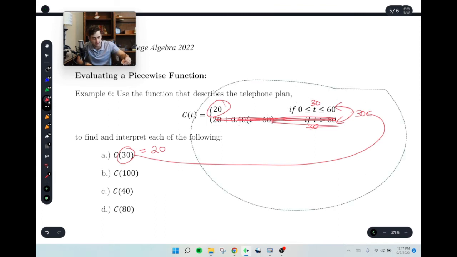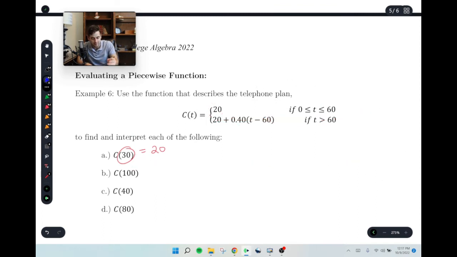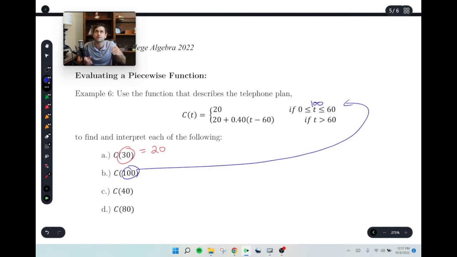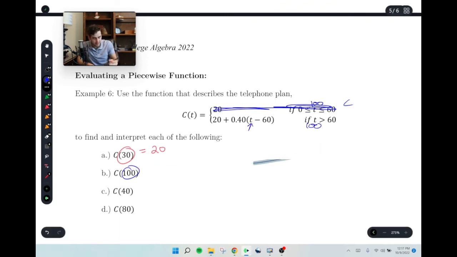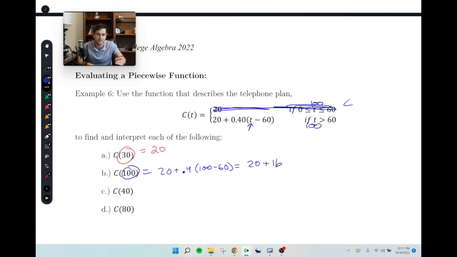All right? Not too crazy. Watch this. We'll do the exact same thing. Take this 100, plug it in. Does it make more sense that 100 is in between 0 and 60? That doesn't make sense to me. Cross it out. Or 100 is greater than 60? Well, I would say 100 is greater than 60, so I'm going to plug it in for t right there. And I'm probably going to get something like 20 plus 0.4 times (100 minus 60), which is 20 plus 16, right? 40 times 0.4 is 16, equals 36.